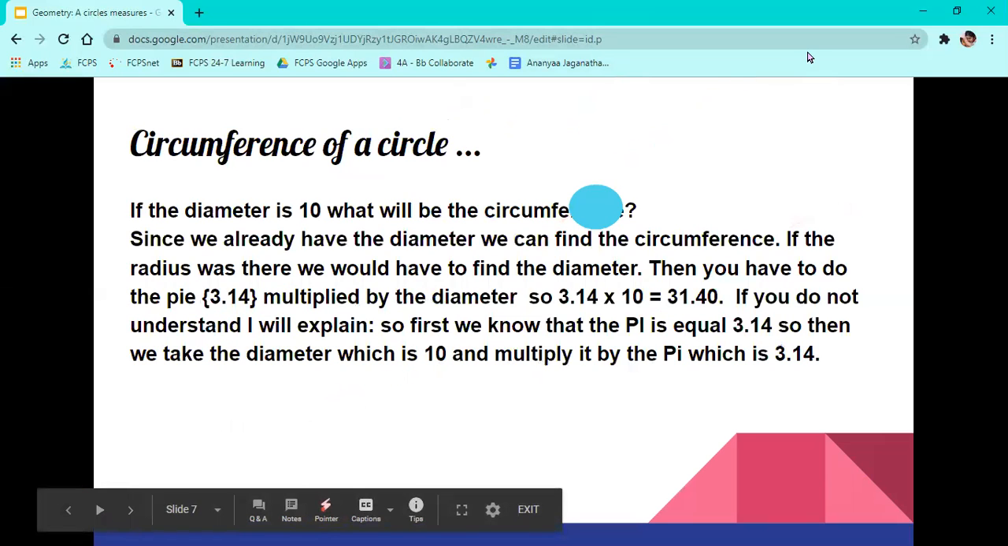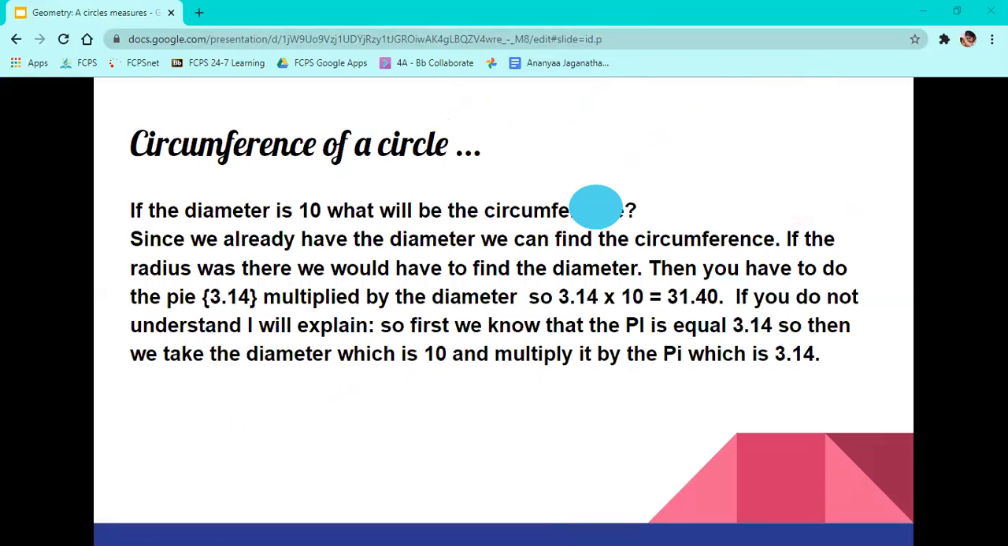Okay, so now we are going to go to the circumference of a circle.